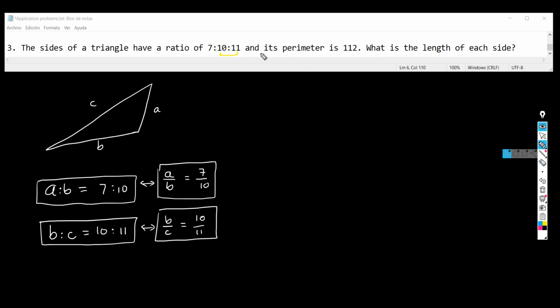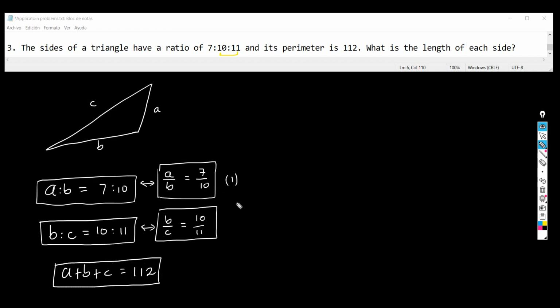Okay, and then the other statement, we know that its perimeter is 112. The perimeter of this triangle is 112. And the perimeter, as we know, is the sum of all its sides. A plus B plus C is gonna be 112. So this is my last equation. This is my equation 1, this is my equation 2, and this is my equation 3.